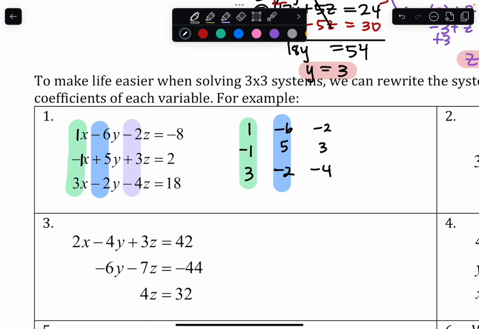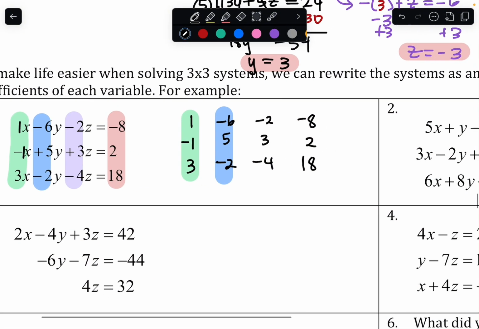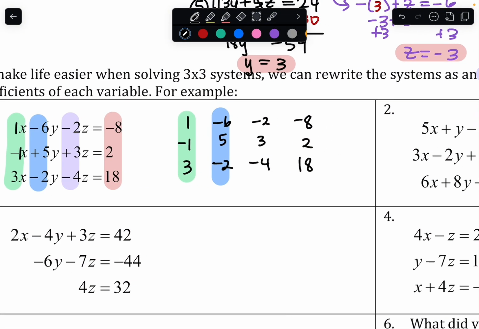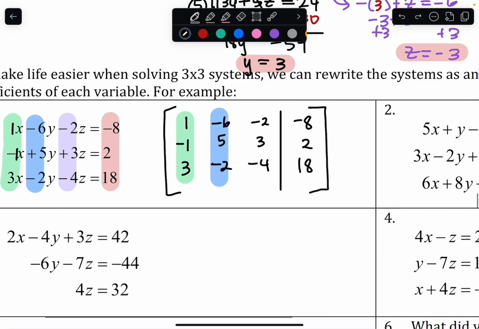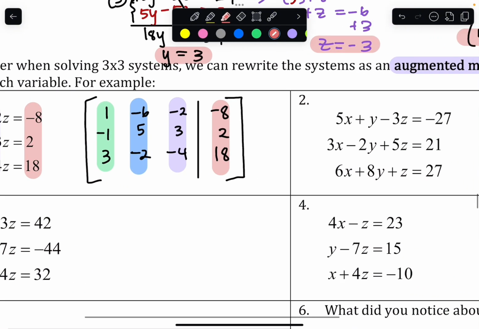Don't lose negatives. And then for the constants, I have -8, 2, and 18. Okay, and so we put this set of numbers that I just wrote in a set of brackets or parentheses, either one. So I'm going to use brackets. And then oftentimes you'll see a line where the equal sign is. And so where this equal sign is, there's a line. You don't use commas, you just write the numbers, and then the spacing tells you which variable it goes with. Okay, and so you just use brackets and then put the numbers in their places.